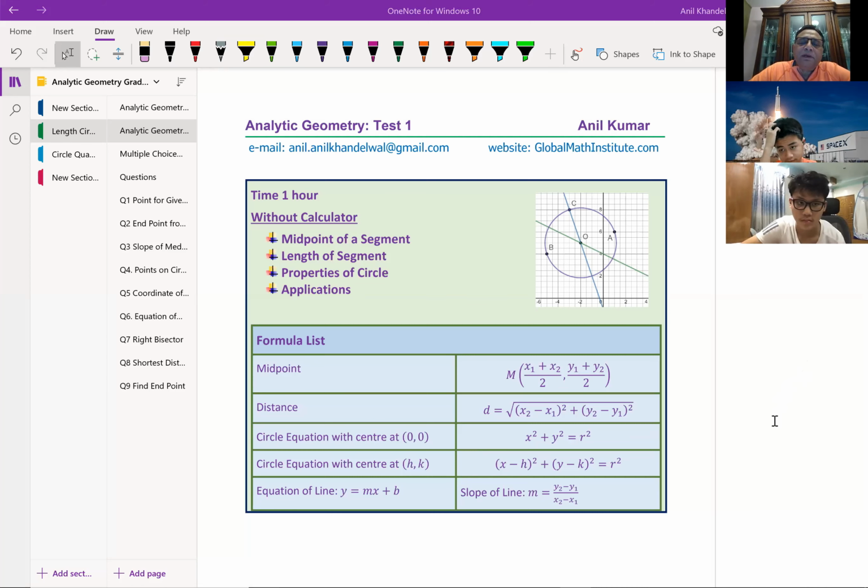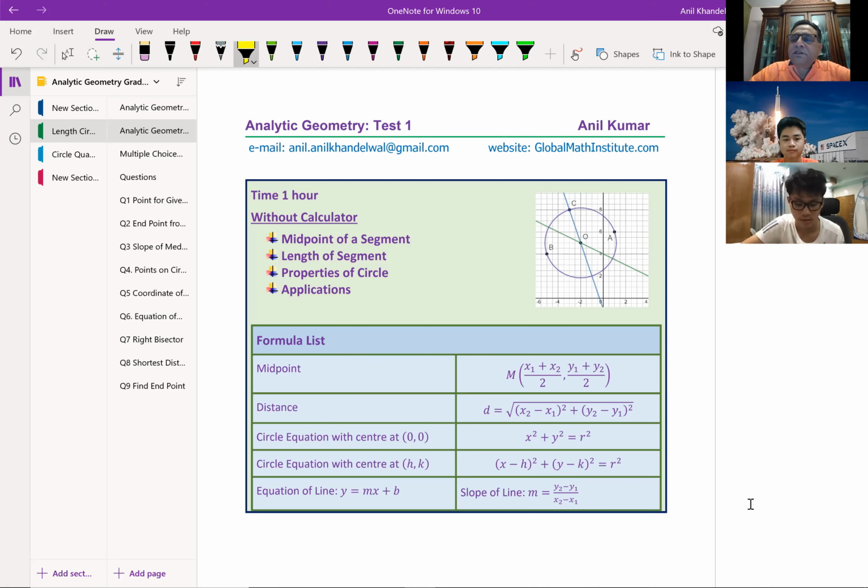How do we find the midpoint of a segment? How do we find the length of a segment? And we'll look into properties of circles and some applications. Now here I've summarized the formulas, which you already know, but it is good to have a formula list on the side whenever we work, right? It is always a good reference.